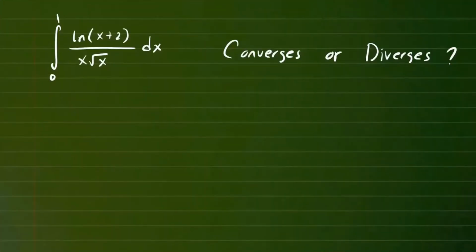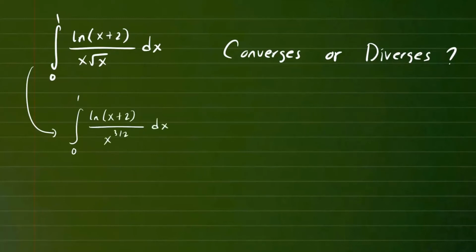Here's another very interesting one. So we're looking at the integral from 0 to 1 of this function. We want to know if this is convergent or divergent. Okay, so I'm going to use the comparison test. So first I'm going to combine these. So I can rewrite the same integral as the integral from 0 to 1 of ln of x plus 2 over, so x times x to the 1/2, that's x to the 3/2 dx.